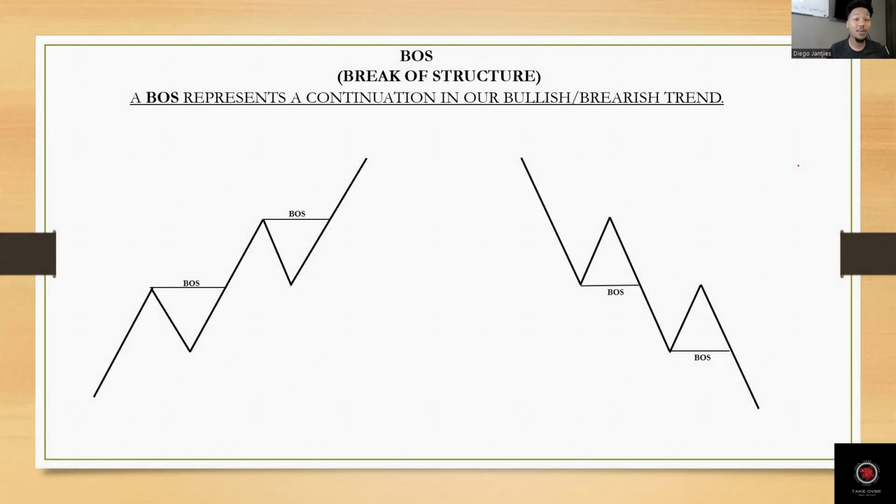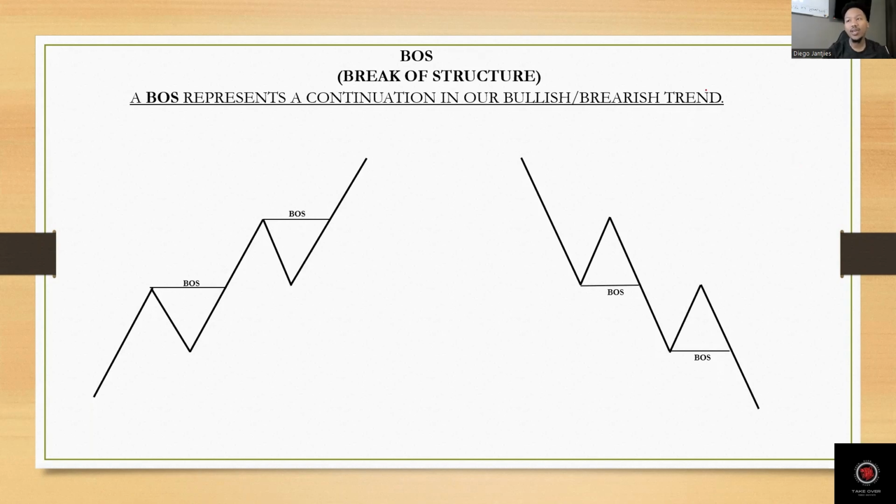So now we will be tapping into the market structure section, right? This will basically be the more advanced market structure. We're going to look at two types of structures: a BOS, a break of structure, and also an MSS, a market structure shift.